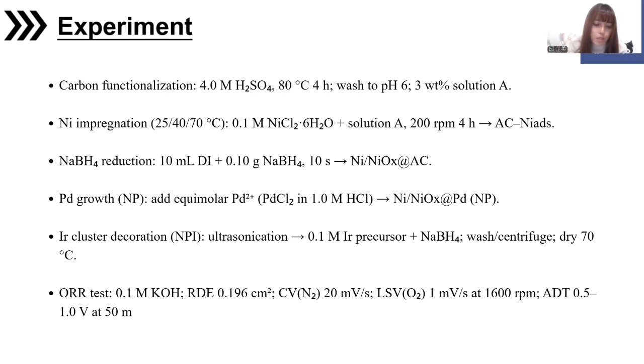In step 1, nickel ion impregnation and nickel crystal growth are controlled. A 0.1 molar nickel chloride solution is mixed with the activated carbon dispersion and stirred for 4 hours at 25, 40, or 70 degrees Celsius. This temperature is the key variable in the entire project.